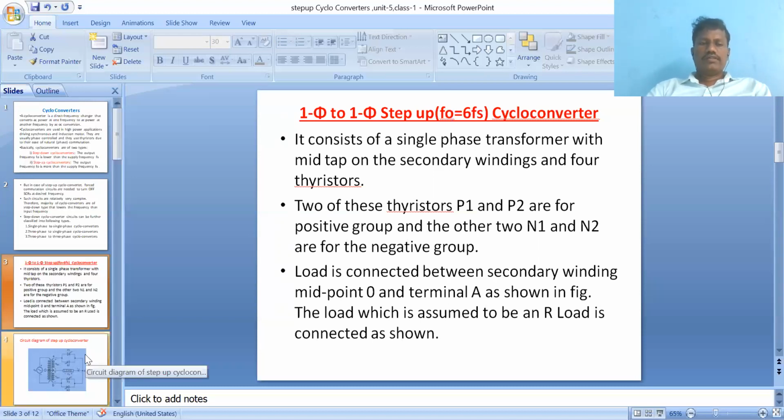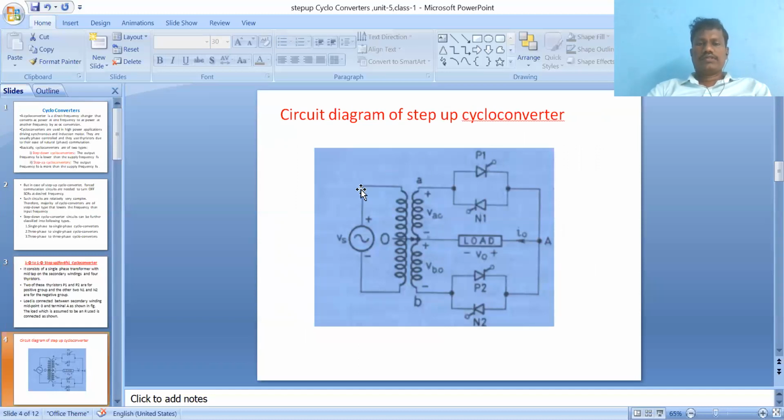So let us see the circuit diagram of this. Here I have taken two configurations. One is the midpoint type configuration. Second is the bridge type configuration. Either step up or step down, midpoint configuration or bridge type.